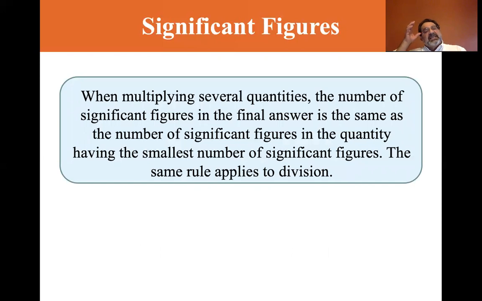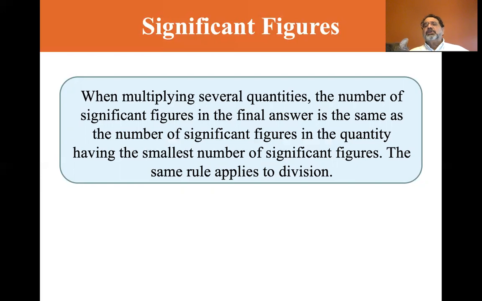Okay, when multiplying several quantities, the number of significant figures in the final answer is the same as the number of significant figures in the quantity having the smallest number of significant figures. The same rule applies to division. So let's say you're measuring something and you measure 13.5 centimeters, and something is multiplied by 6 centimeters, well, the answer is only going to have one significant figure because you multiplied by 6. That is the smallest number of significant figures in your calculation.